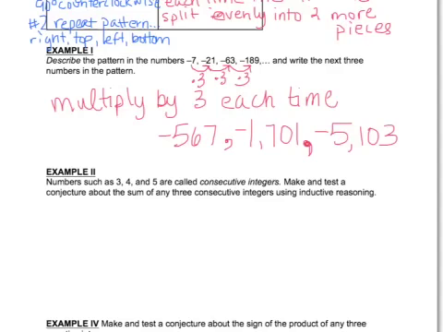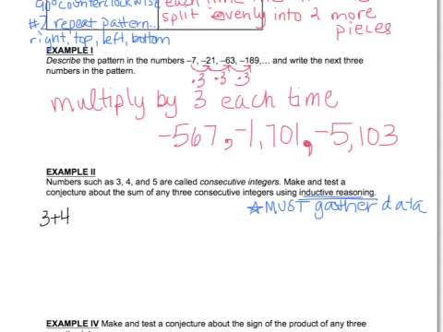Example 2 here says numbers such as 3, 4, and 5 are called consecutive integers. So they're right in order, they're consecutive. Make and test a conjecture about the sum of any 3 consecutive integers using inductive reasoning. So first, to use inductive reasoning to make a conjecture, we must gather data. Got to have some data to decide. So let's try some data.